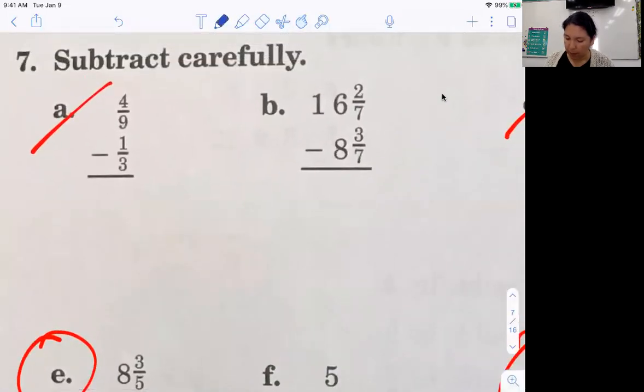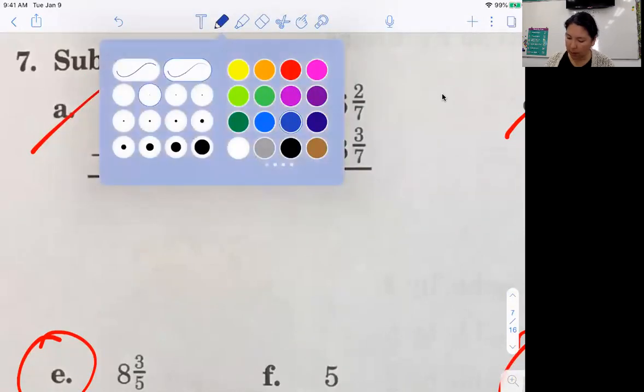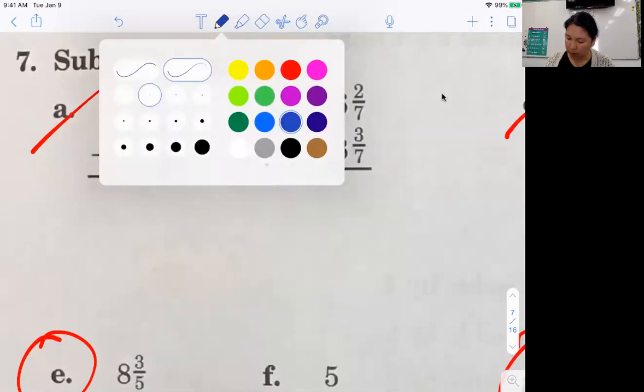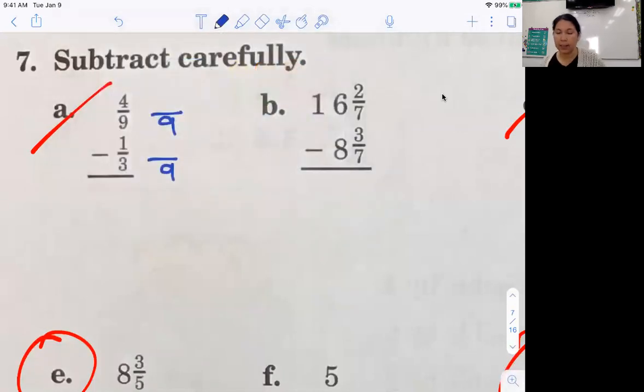Okay, so we're gonna do 4/9 minus 1/3. My bottom numbers do not match, so we're gonna make them match. Can you think of a way to change 3 into 9? Good. 3 times 3 makes 9. 1 times 3 makes 3. Good job. The top one was already a 9th, so we're going to keep that the same.